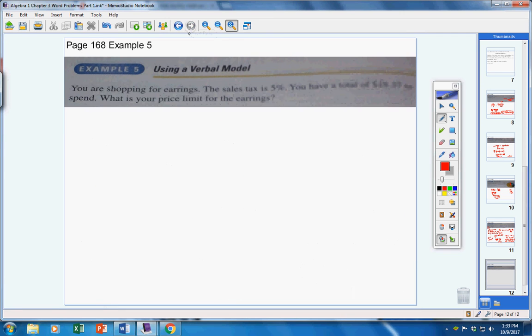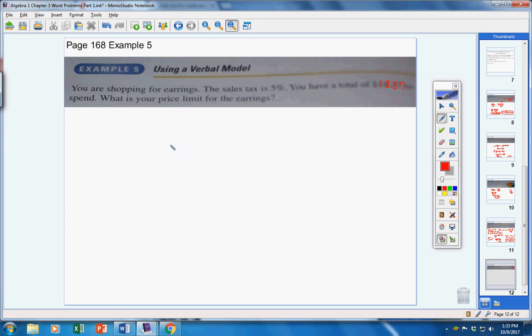Okay, one more problem. Page 168, example 5. This is a pretty tough problem, okay? So here we go. You're shopping for earrings. The sales tax is 5%. You have a total of $18.37 to spend. Okay? What is your price limit for the earrings?